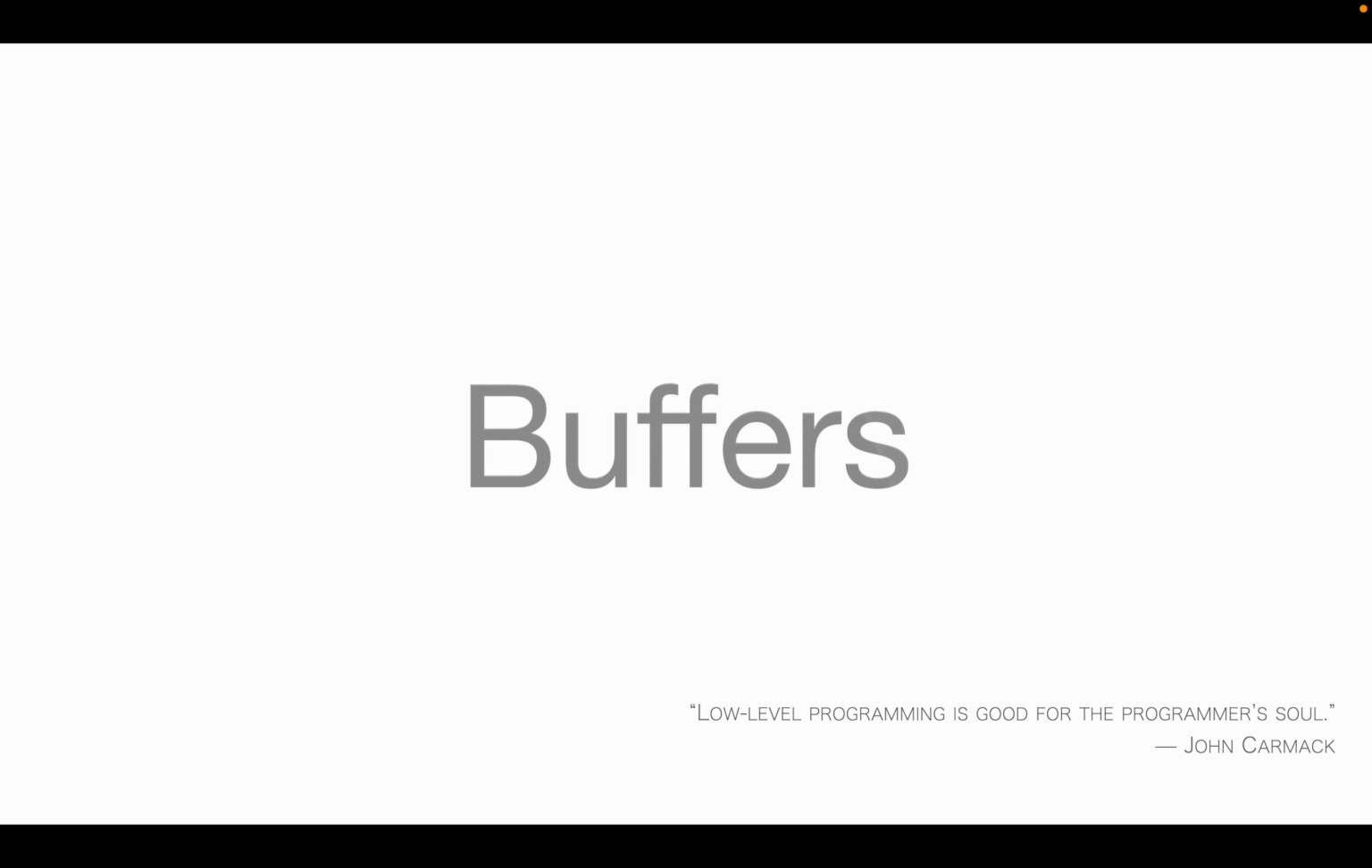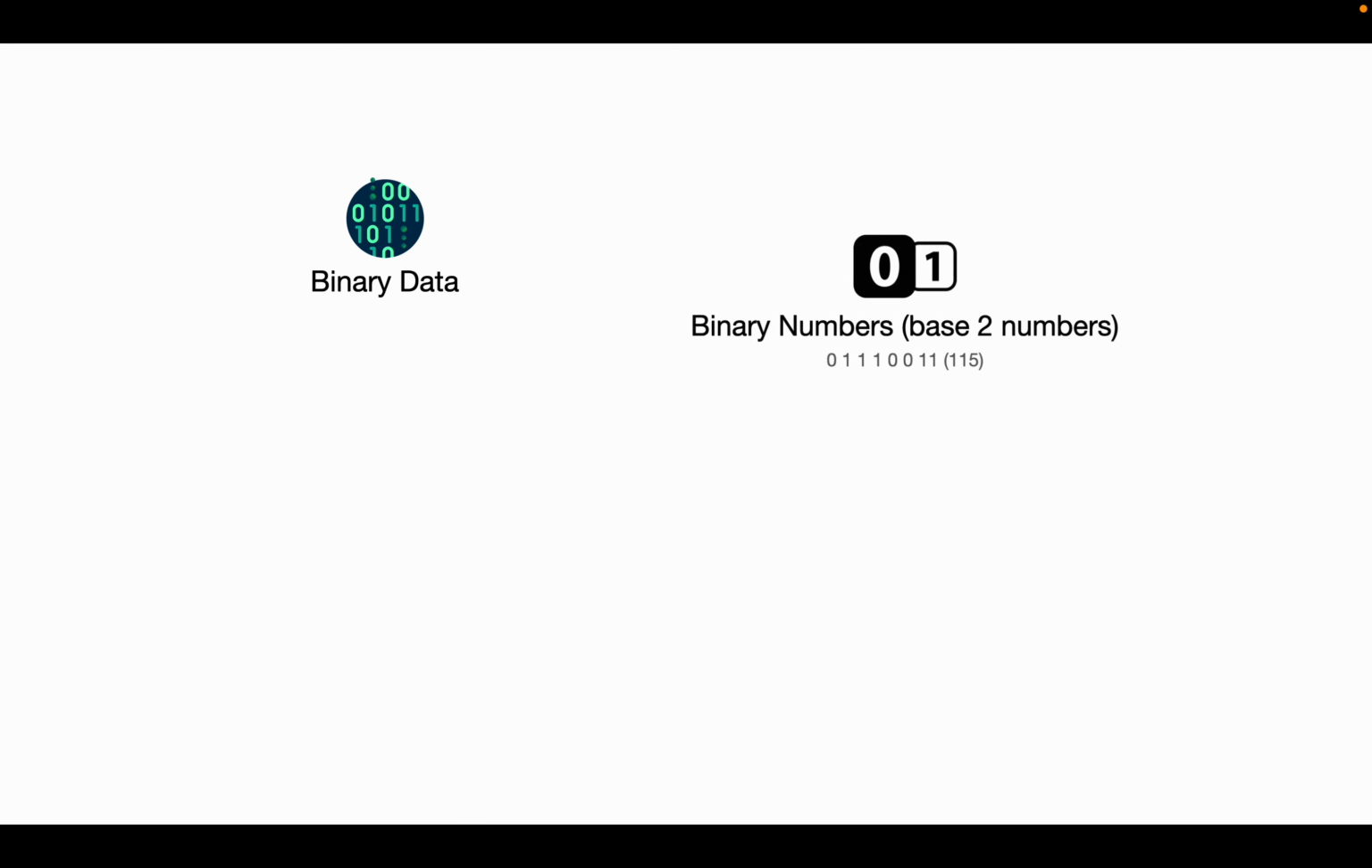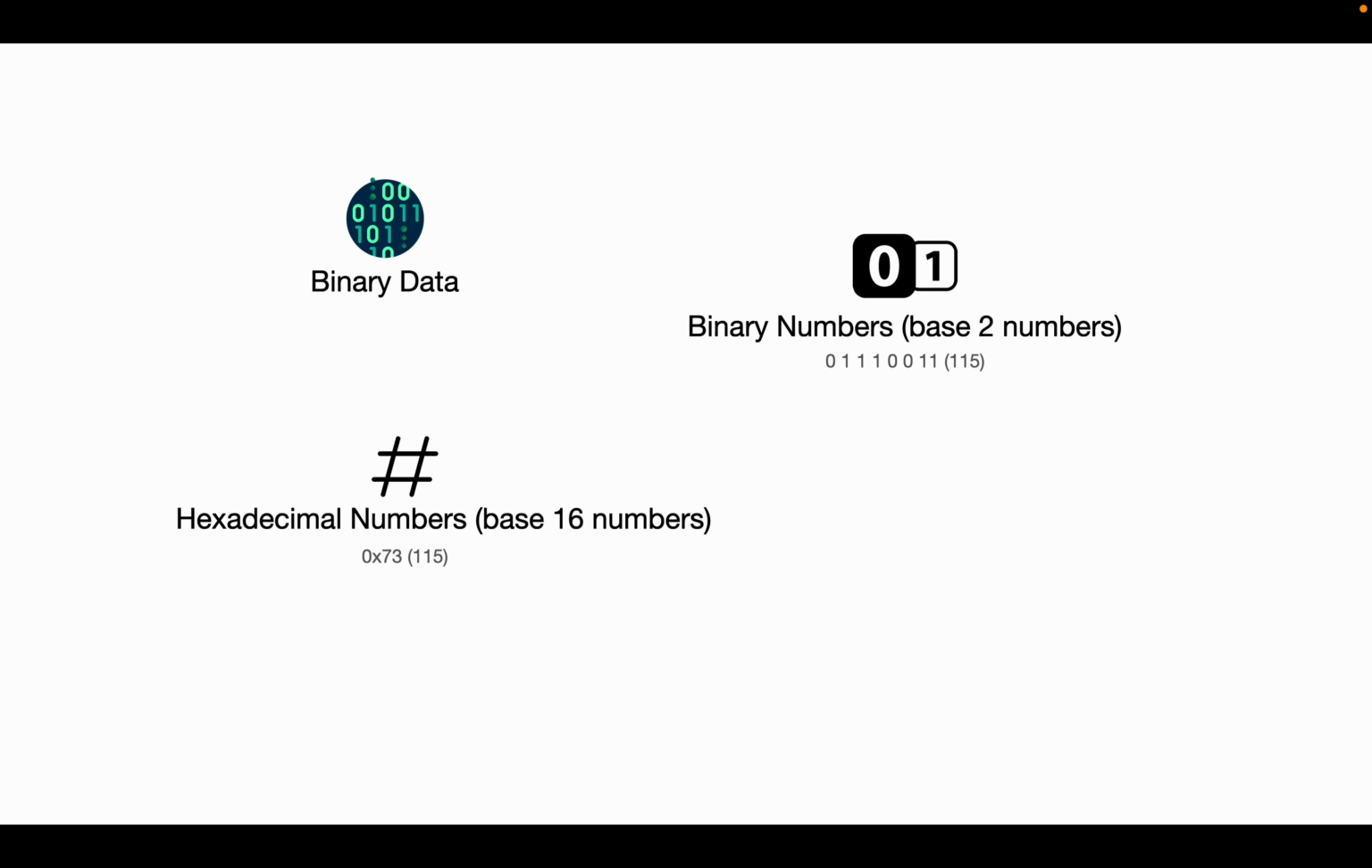Alright, let's understand one of the most basic and fundamental concepts of Node.js and computer science in general: buffers. Now, to really be able to understand buffers, we first need to get a good grasp on 4 simple computer science topics: binary data, binary numbers, and hexadecimal numbers or base 16 numbers, and character sets and character encodings. So let's start to understand these 4 topics one by one.